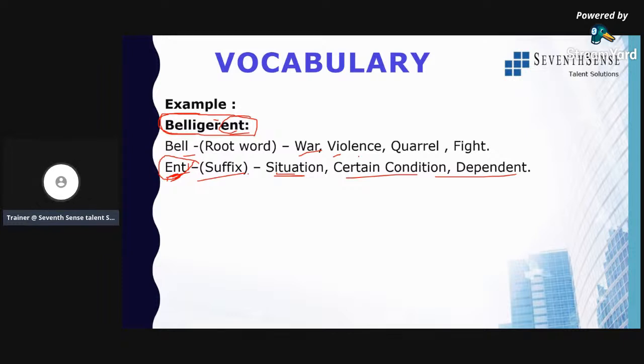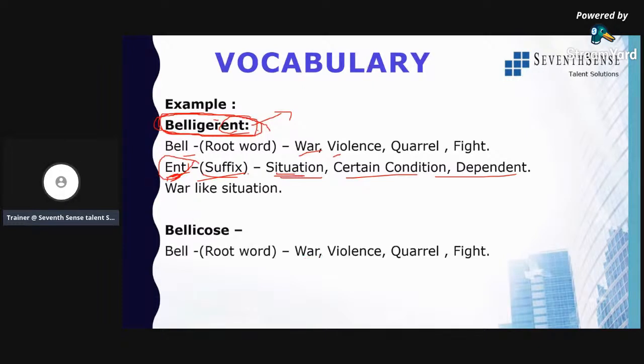War is negative. Violence, fighting, quarrel, these are some negative parts, right? And ent, we know, means a situation, so we can tell the meaning of belligerent as a war-like situation, a war-like condition. This is how you have to find the meaning of a particular unknown word, by dividing it into prefix, suffix and root word.